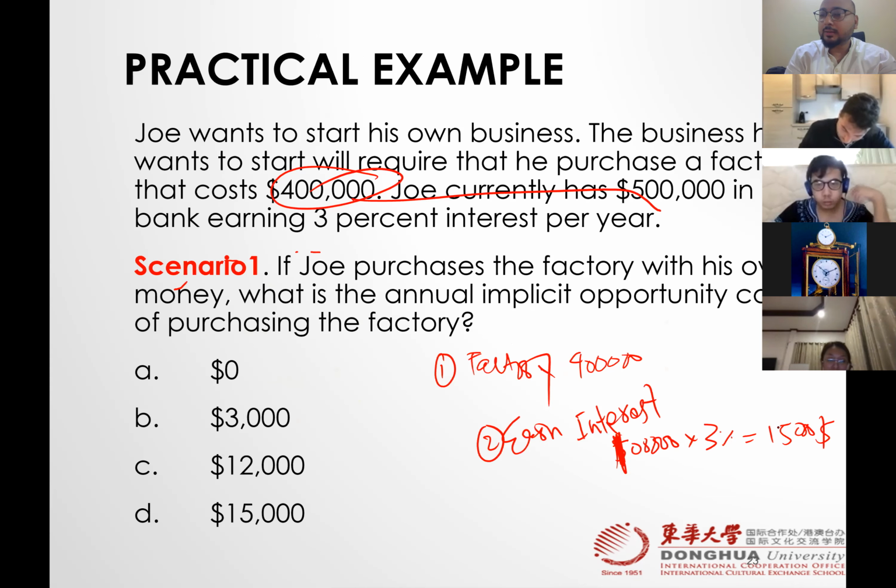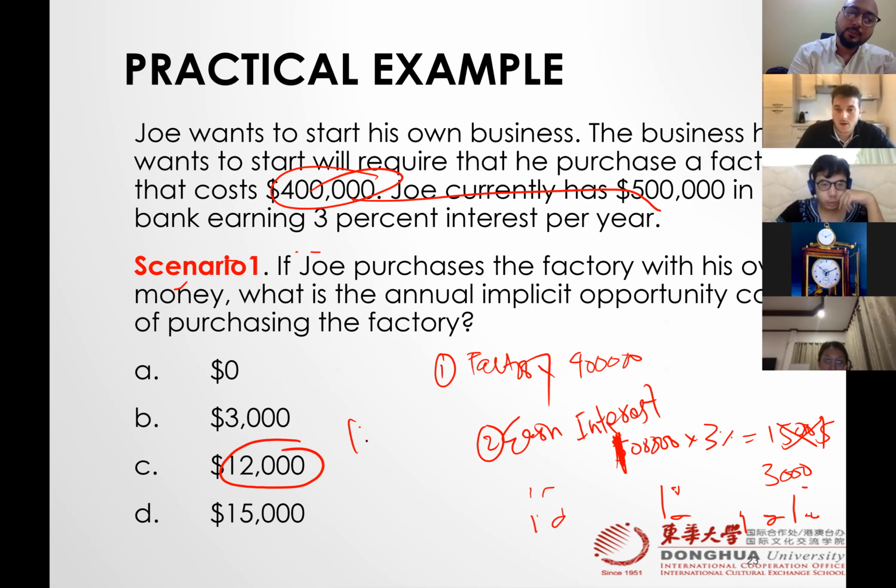$100,000, and instead of earning $15,000, he is now earning $3,000. So how much has he lost? $12,000. So that is the implicit cost. Foregone opportunity and lost income are other names for implicit cost.